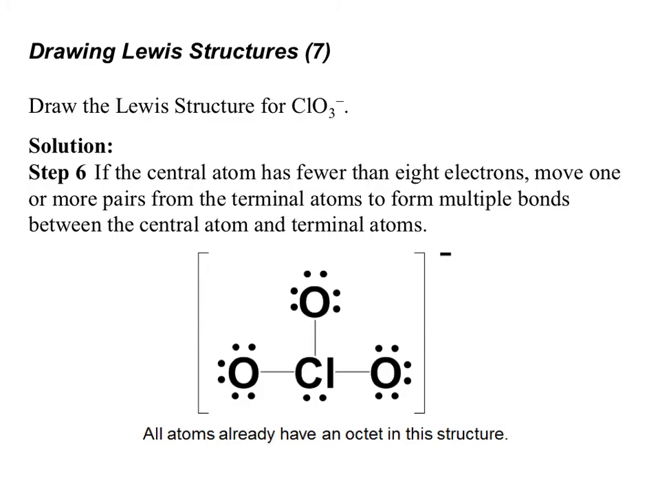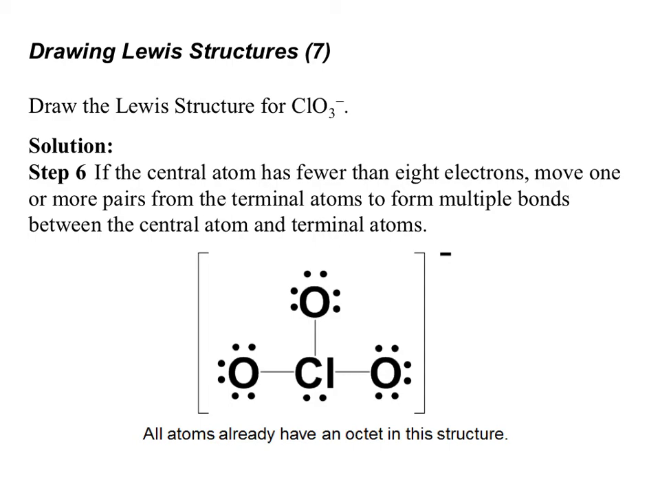Step 6 is here to check the structure. So if the central atom has fewer than 8 electrons, move 1 or more pairs from the terminal atoms to form multiple bonds between the central atom and the terminal atom. Well, let's count how many electrons each atom has, starting with the middle. Chlorine has 3 bonds, so that is 6 electrons, plus the 2 extra electrons as a lone pair, giving us an octet, i.e. 8 electrons around chlorine. As we already added electrons to make 8 on each oxygen, this means that all atoms already have an octet in this structure. So, no need to fix anything.